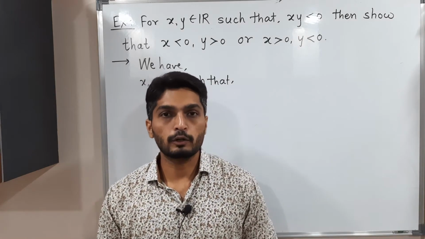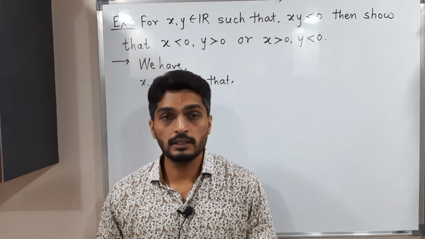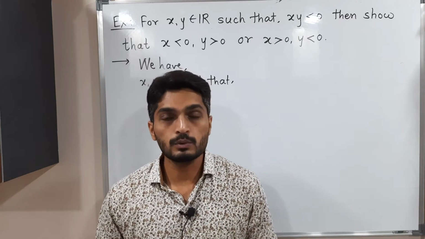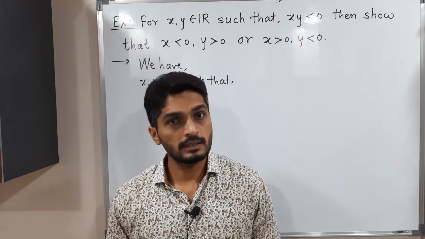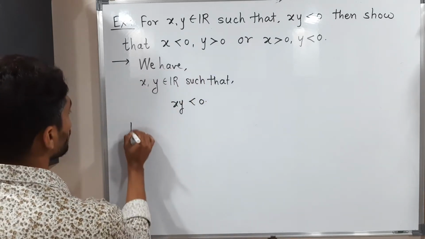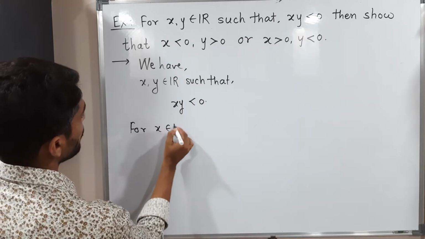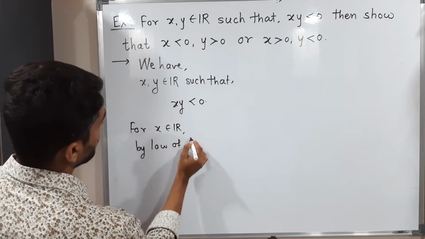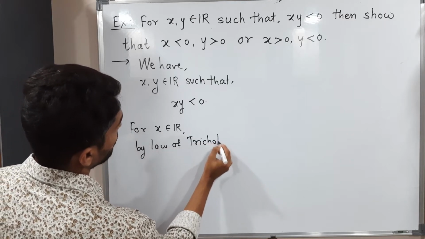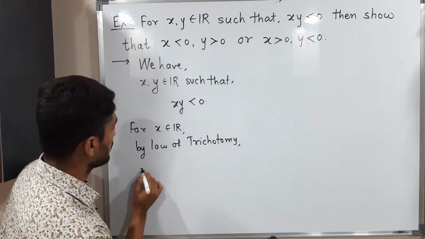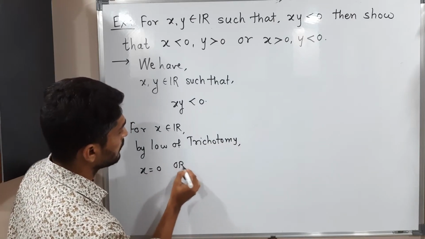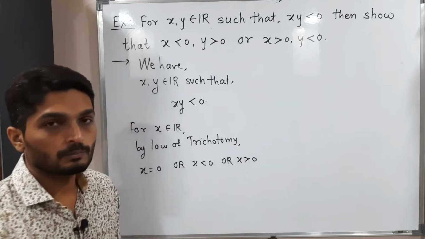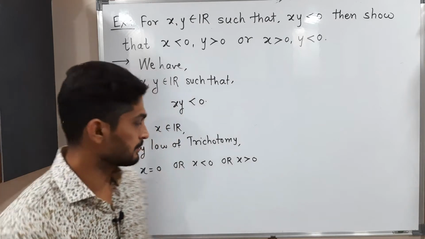You remember the law of trichotomy? Law of trichotomy says if you have any real number, exactly one of the three conditions is true. Either x is equal to 0, or x is less than 0, or x is greater than 0. So I will mention for x belongs to R, by law of trichotomy, that we will have x is equal to 0, or x is less than 0, or x is greater than 0. We are going to discuss all these three cases.